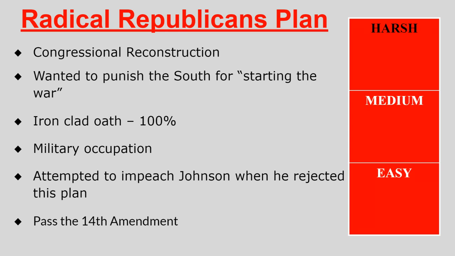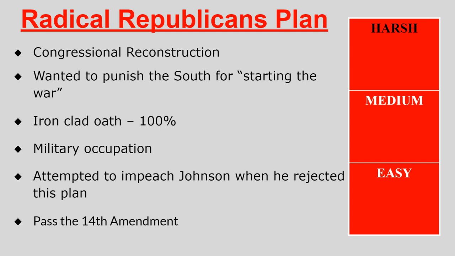They wanted the government to be in charge of taking care of this reunion, this reuniting of the South to the North. And they wanted punishment in several different ways. So the first one was they wanted an ironclad oath. They wanted 100% of the citizens in the South to basically swear allegiance to the United States. I don't know what that looks like. I don't know how they would accomplish that, but that's what they wanted.